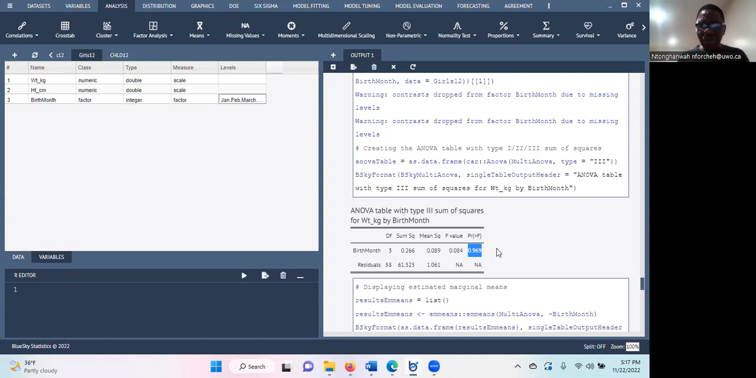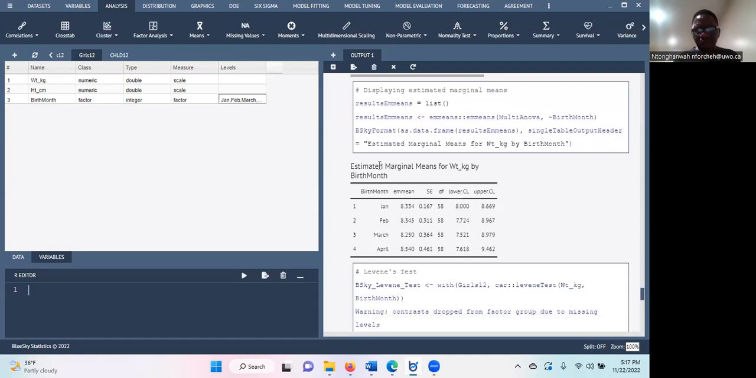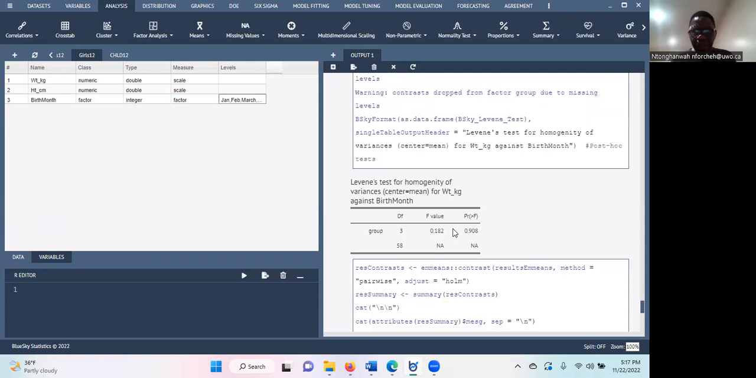This is almost perfect. So we have very, very strong evidence in support of the null that the weight of the children does not depend on the month in which they were born. Okay. So the weight of the children does not depend on the month in which they were born. What is here? These estimated means are adjusted for any effect of month. So they're adjusted for any effects of month, and that's what we get.